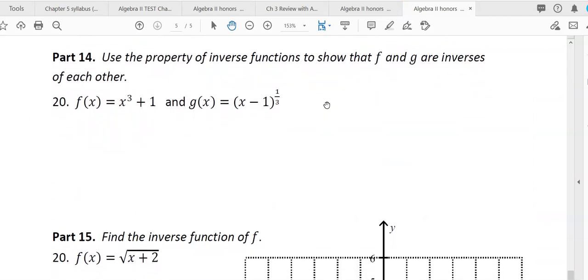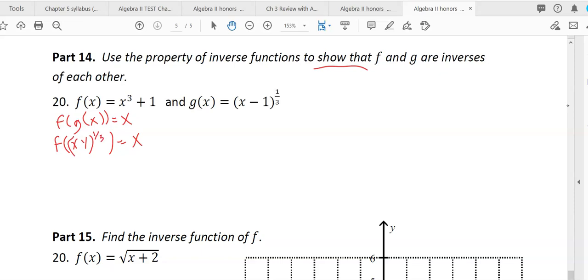Use the properties of inverses to show the f and g are inverses. So when it says show that, it means these are inverses. I don't have to try to convince you of that. You just have to prove it. And so we do that by composing the two functions and see if we get x, I think is what we're supposed to get. So if we do f of g of x, we should get x. Well, let's see. So f of, what is g of x? Let's plug that in. So that's x minus 1 to the third power, to the 1/3 power, I guess. 1/3 power.